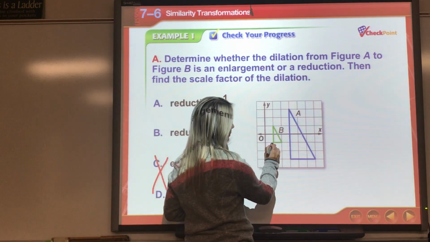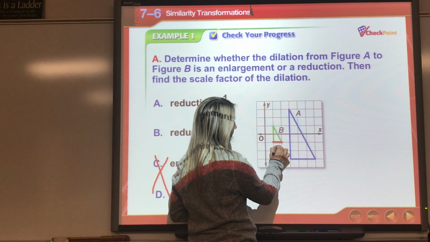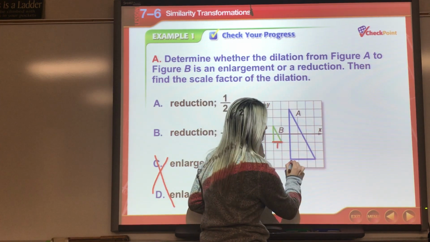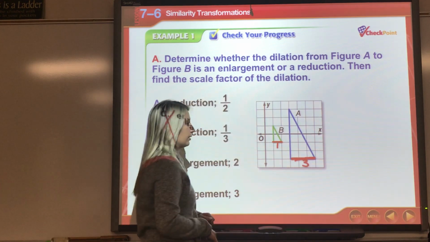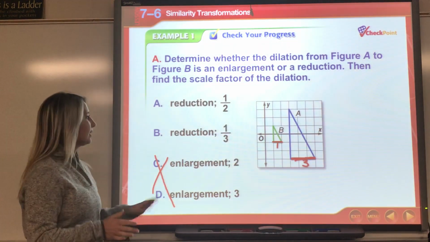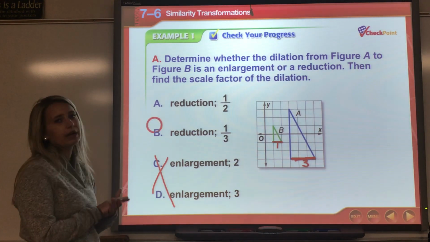Well, this bottom segment of B looks like 1, and this bottom segment of A looks like it's going to be 3. So if we take B over A, that's going to give us 1/3, so option B.